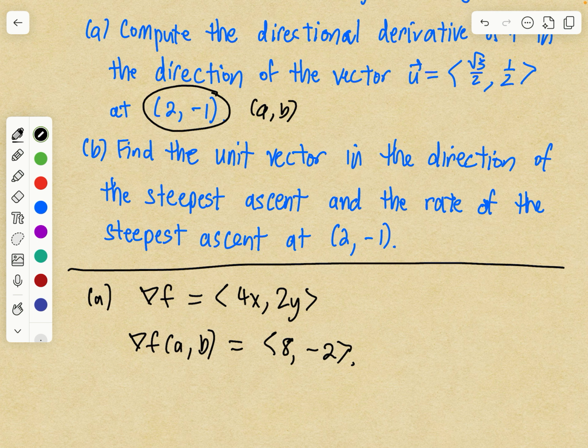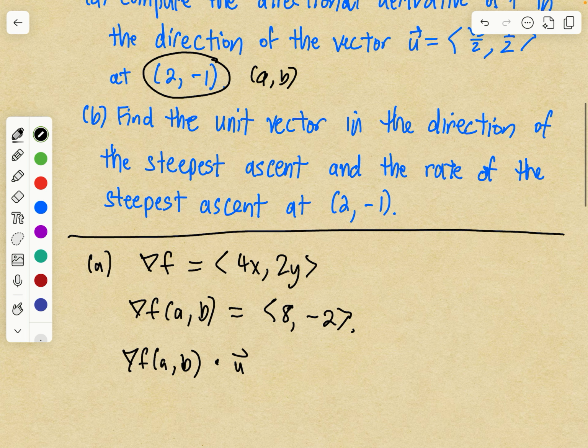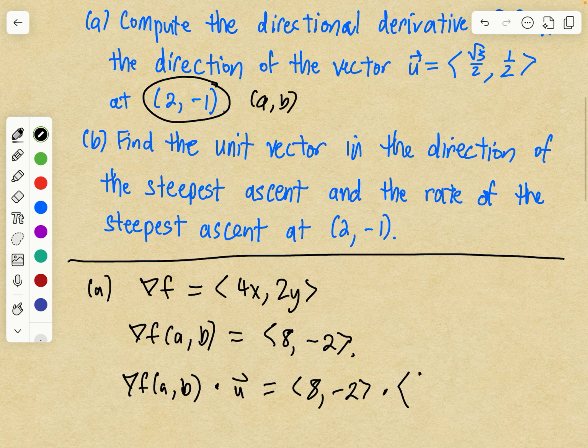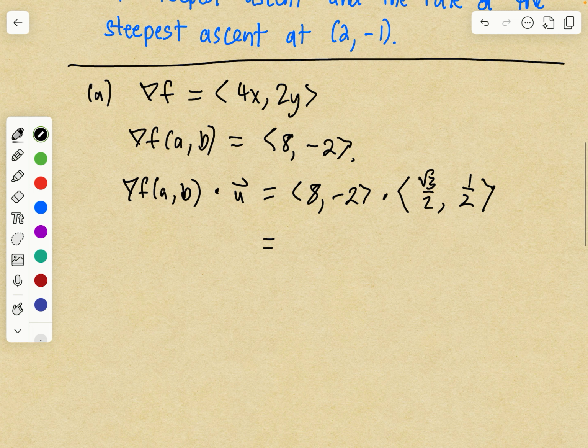So that's the direction of the steepest ascent, or at least the non-normalized vector, right? It's the gradient. Now the directional derivative is going to be the gradient of f at a, b dotted with the unit vector in the direction that we're interested in. And so you take this vector 8, -2 and you dot it with the vector root 3 over 2, 1/2, and then you're going to get 4 root 3 minus 1.